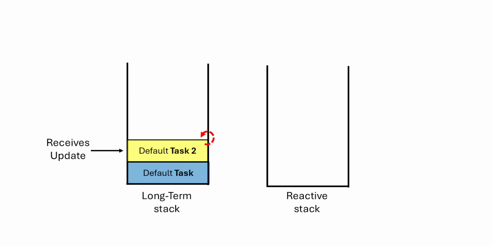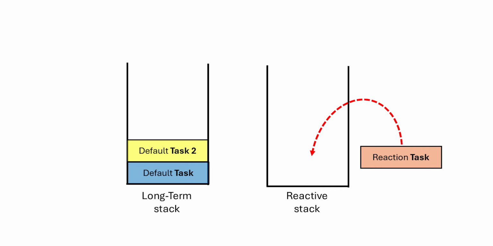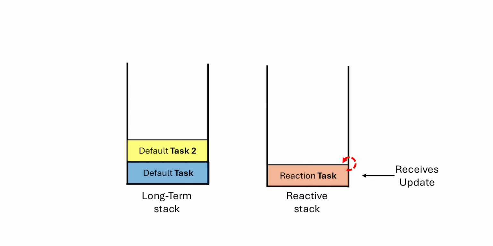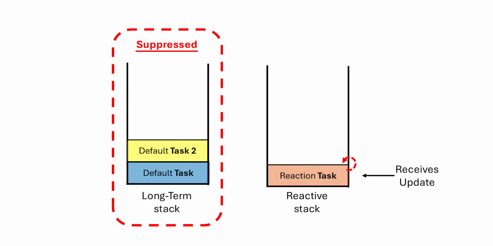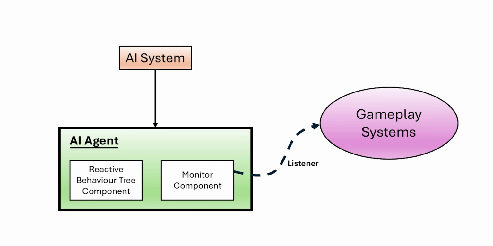As with the reactive stack, the topmost task gets the update, and those below fall dormant. But if a reaction gets added to the reactive stack, the whole long-term stack gets suppressed. The final component in the reactive behaviour tree architecture is the monitor. A monitor is archetype specific, meaning you have a monitor for each type of agent in your game.